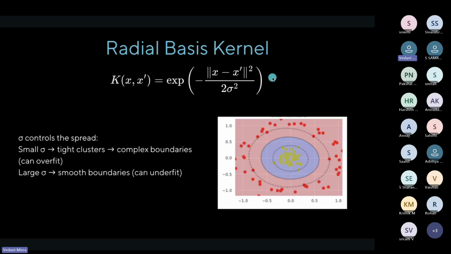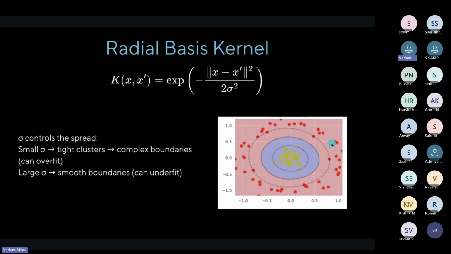So that's polynomial kernel. Next is the radial basis kernel. For this, the kernel is the Gaussian thing. And the only thing that we can control in this is the standard deviation, sigma. Sigma controls the spread. This radial basis kernel, as the name suggests, helps us get circular boundaries.